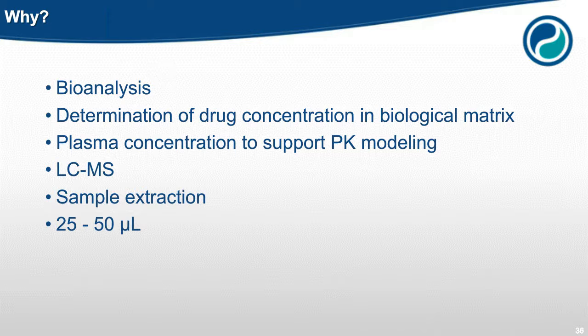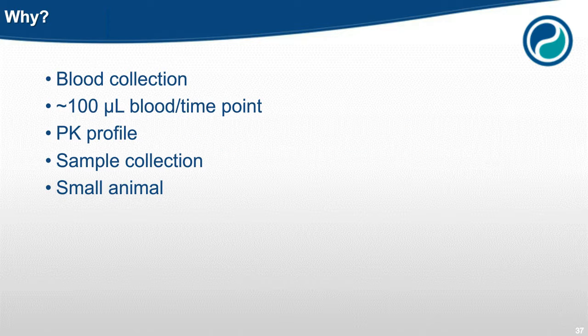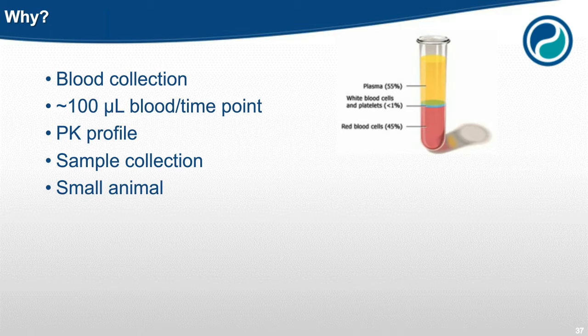So the question comes to, why do we need to reduce the sample volume that is used for bioanalysis? That is because, first of all, as I said, 25 or 50 microliter of plasma needs to be used. It means we need to take about 100 microliters or even more of blood per time point from the animal each time. That's because we can only acquire about half of the blood volume as plasma.